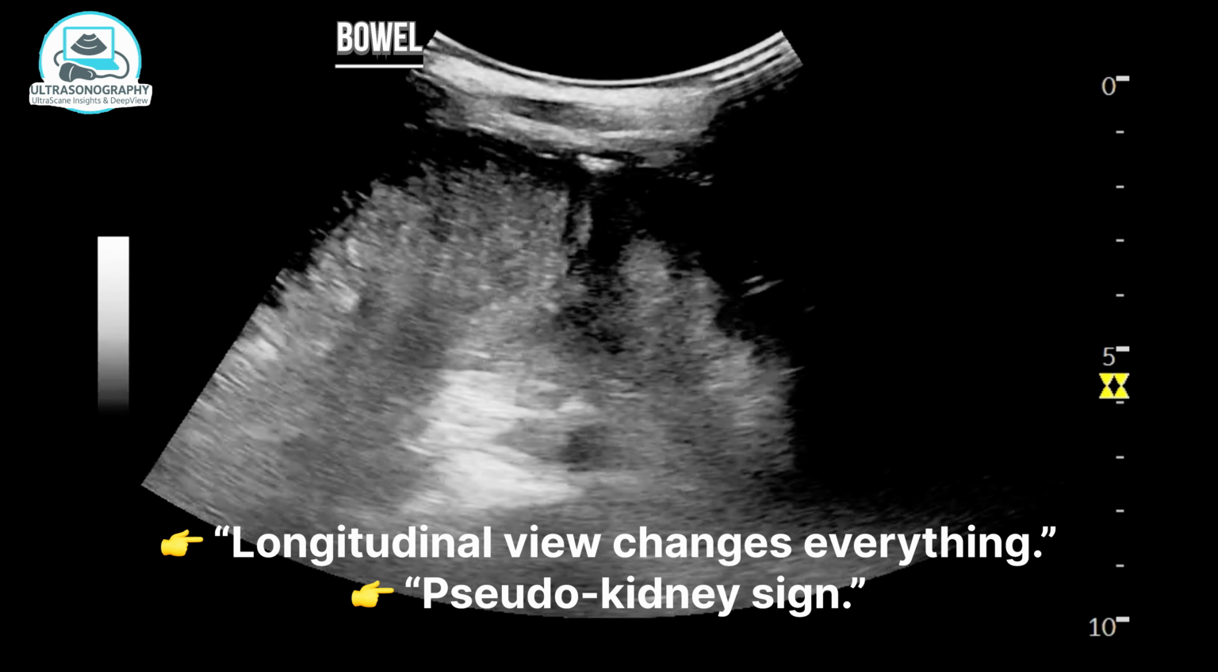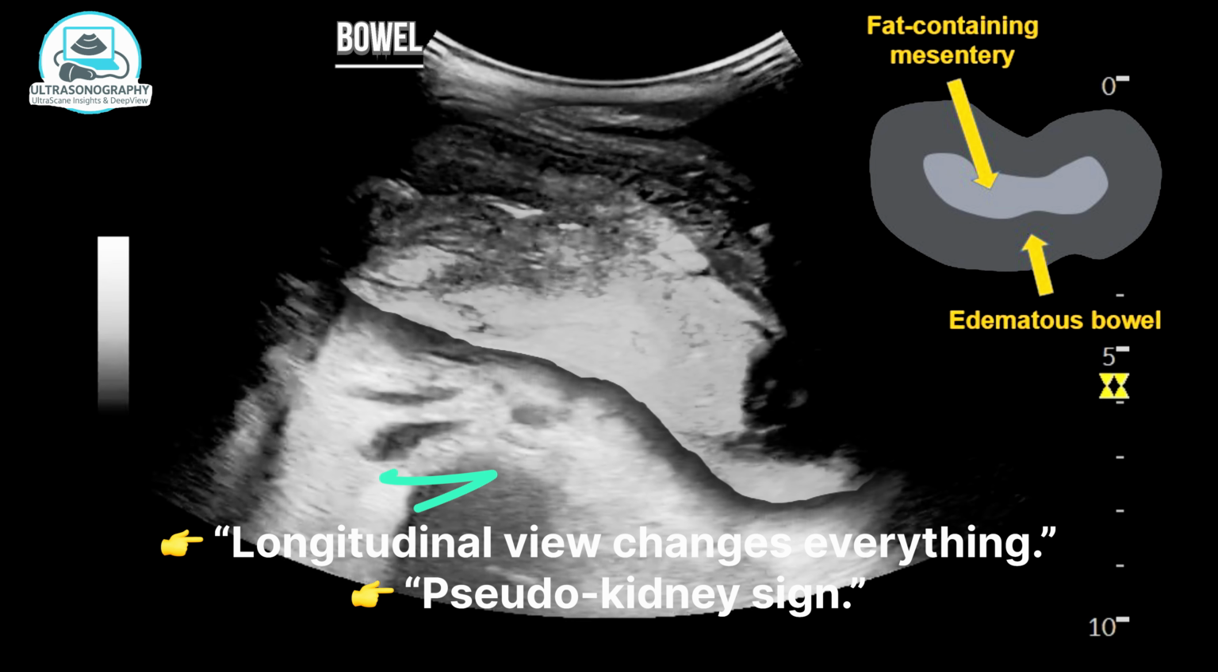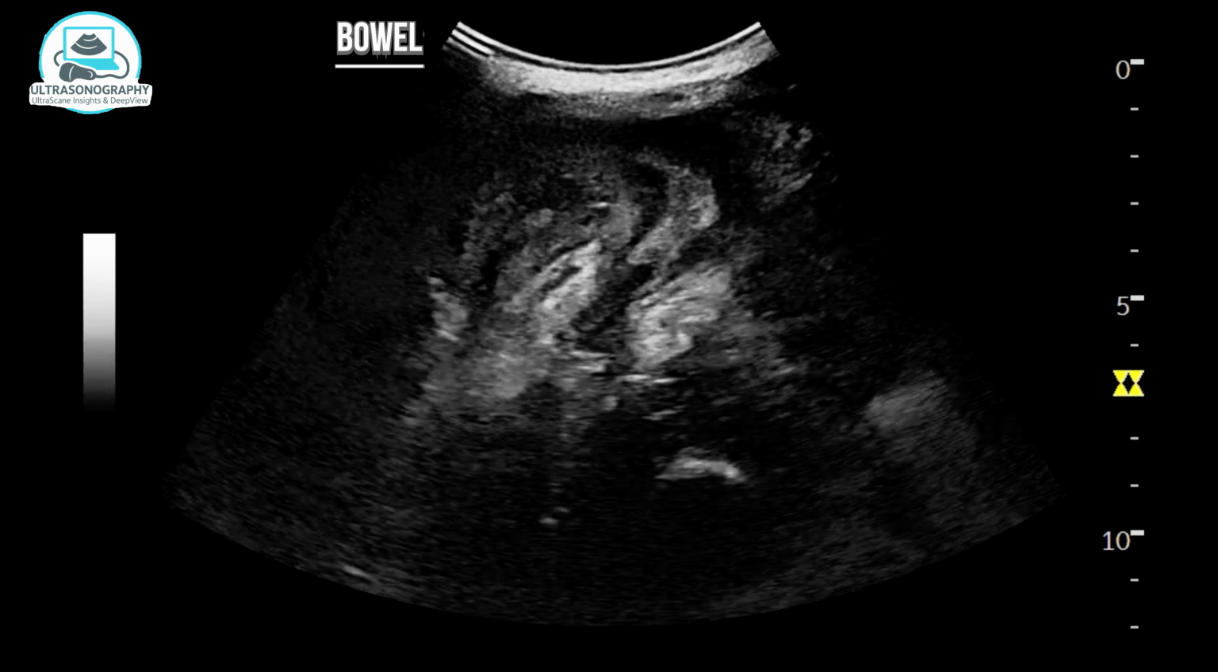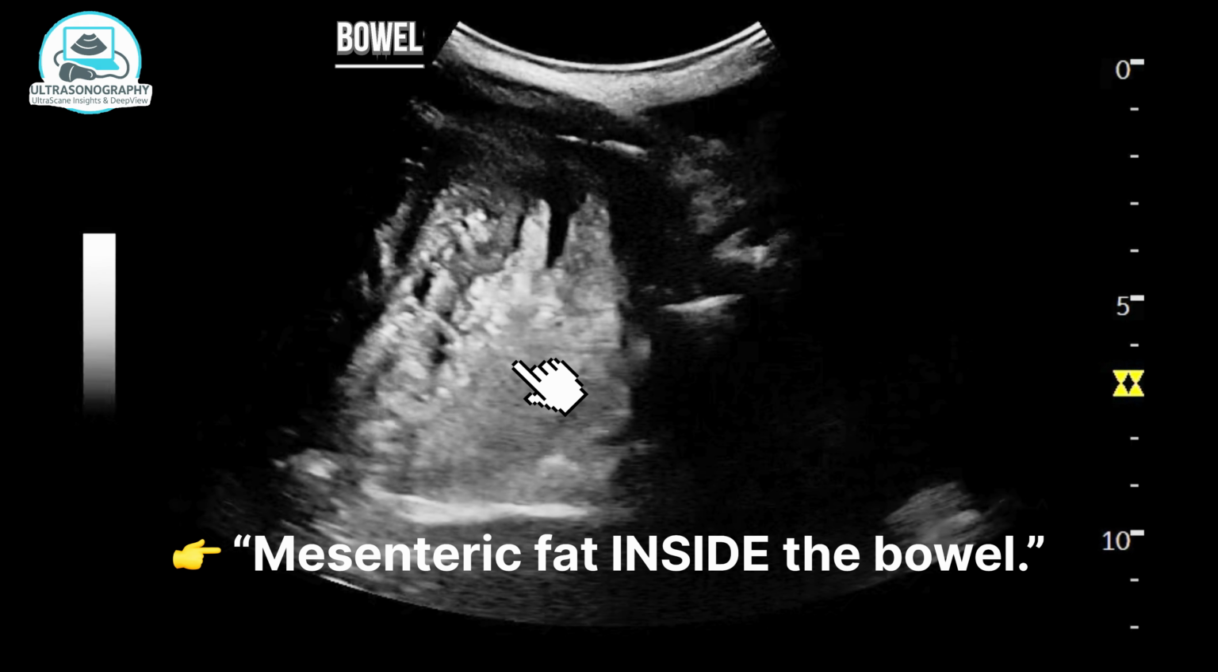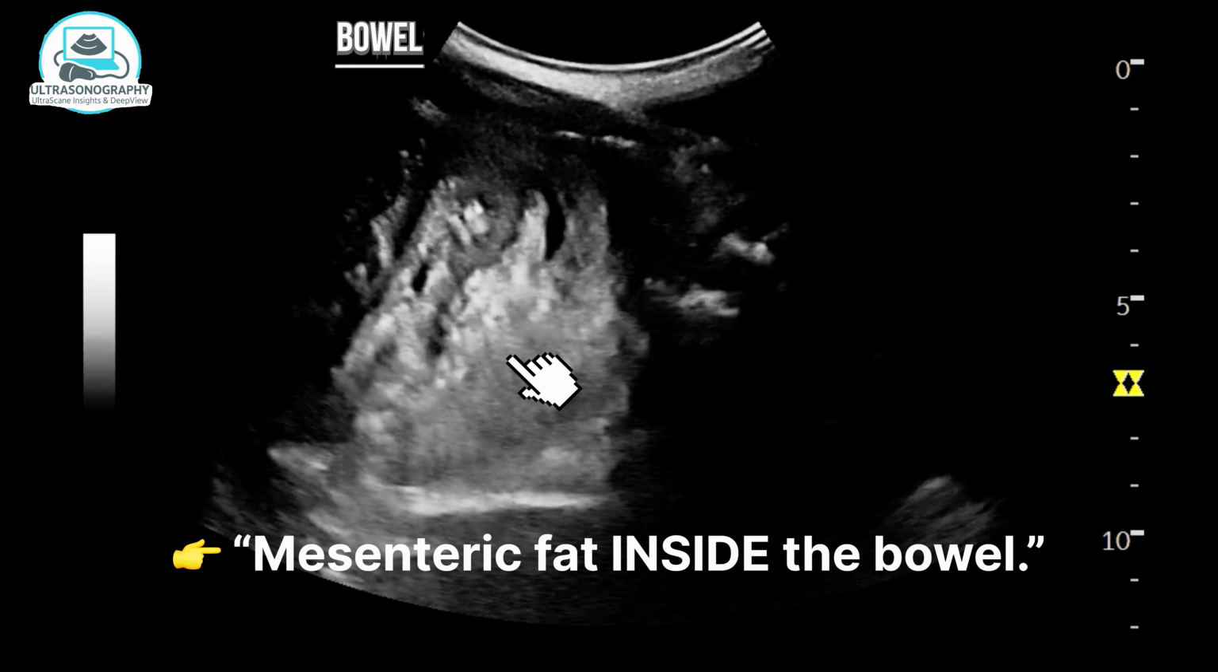When the probe is aligned longitudinally, the bowel suddenly transforms into a pseudo-kidney or sandwich-like structure, and this is the moment where the diagnosis becomes obvious. Inside the intussuscepted bowel, echogenic mesenteric fat and soft tissue are clearly seen dragged into the lumen, and this single finding confirms that this is not transient telescoping, this is a true, established colonic intussusception. Remember this clearly, normal bowel loops do not pull mesenteric fat inside them, but intussusception always does.